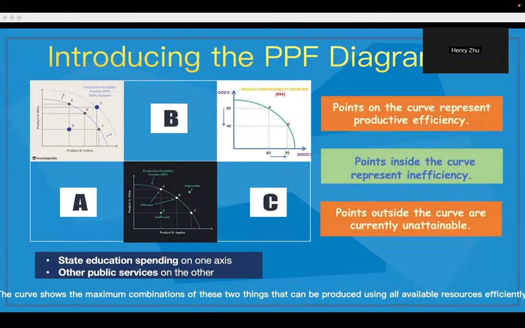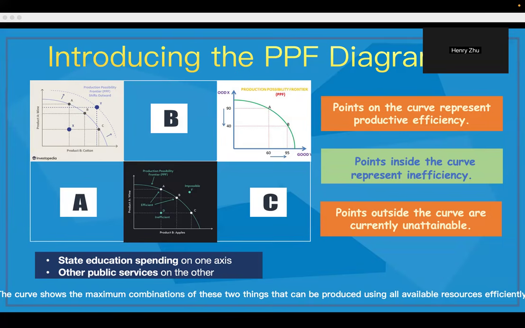Let's interpret different points on a diagram. Points on the curve. These represent efficient outcomes. The economy is using all resources fully. It cannot increase production of one good without reducing the other.